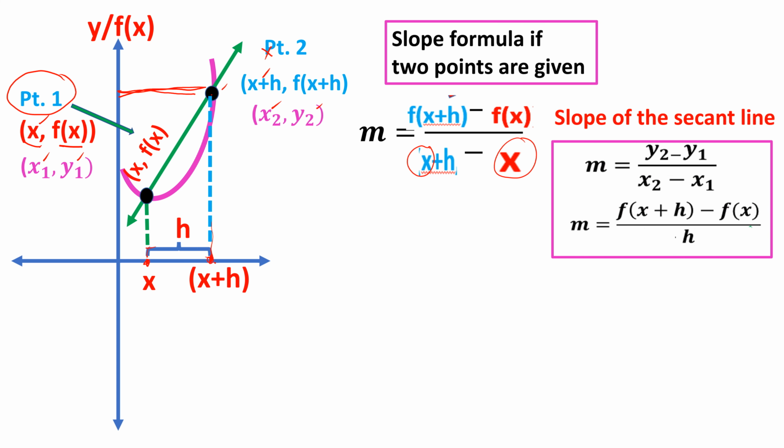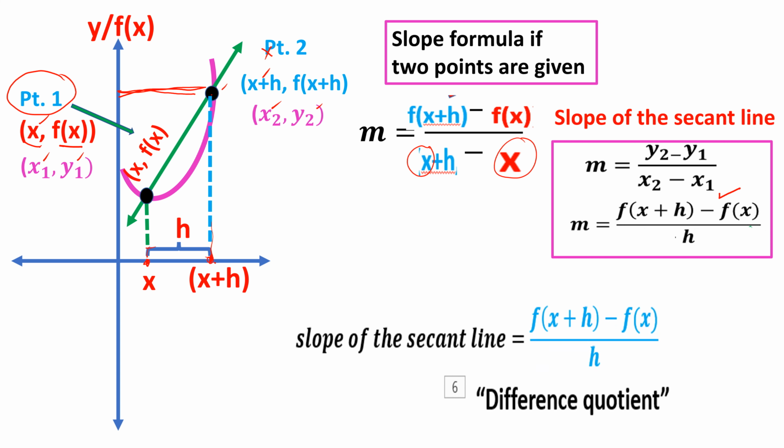What do you call this remaining or resulting expression? That is what we call the slope of the secant line. If that is the slope of the secant line, how are we going to discover how to get the slope of the tangent line? So far, this remaining expression is the slope of the secant line. It is called the difference quotient, because it is a difference, and quotient because it is expressed as a division.